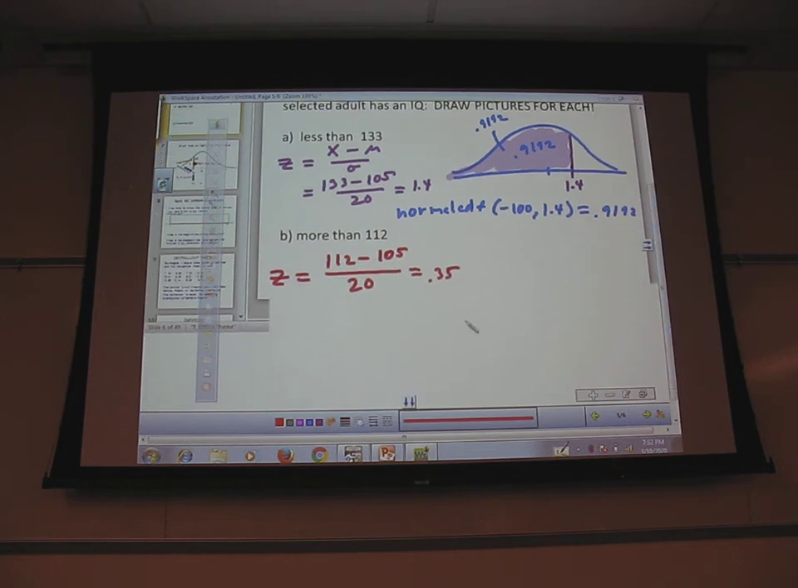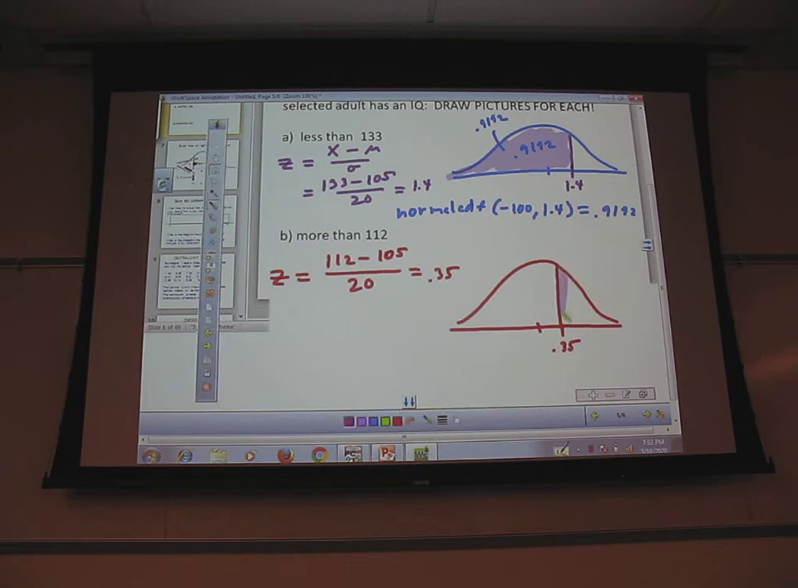Then you're going to do the normal CDF. So you do a little picture. And 0.35. Did you shade above or below it? Above. So I'm to the right. Then you did what? Normal CDF with the lower value of 0.35 and higher value of 99. You did 99? Okay, great. And what did you get there? 0.3632. Great, so this is 0.3632.